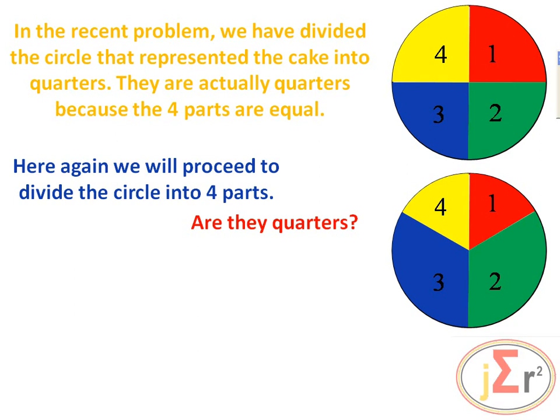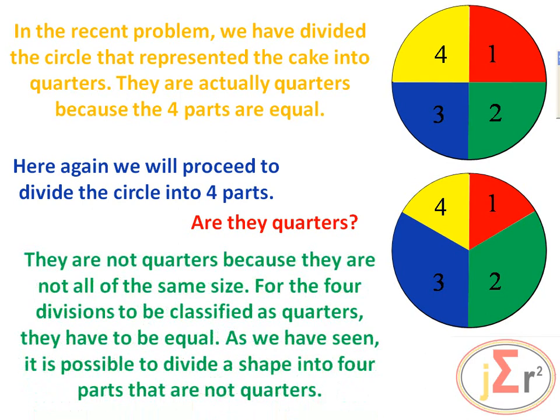They are not quarters. So if we divide this into 4 parts, that does not make each part a quarter. For it to be a quarter, all of the parts have to be equal. They are not quarters because they are not all of the same size. For the 4 divisions to be classified as quarters, they have to be equal. As we have seen, it is possible to divide a shape into 4 parts that are not equal. And we have 4 parts here that are not equal, and they are not quarters.